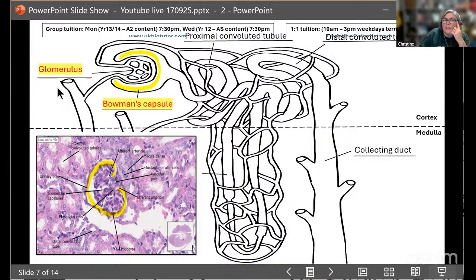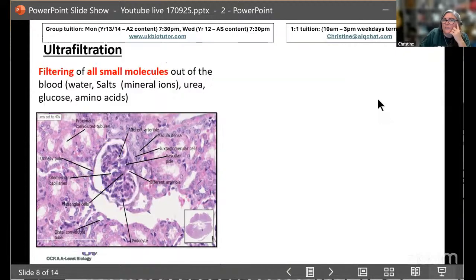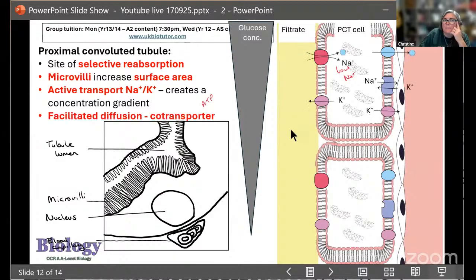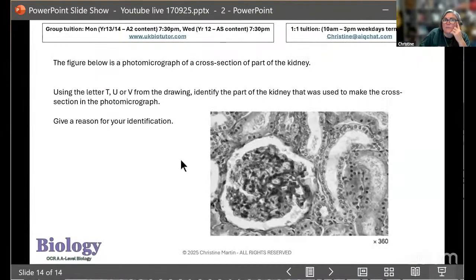So what are we looking at? We're looking at the glomerulus and the Bowman's capsule. And where is that located? That's located at the top region. So if we go back down to the question then, what can we see here? We can see our Bowman's capsule. There we go.